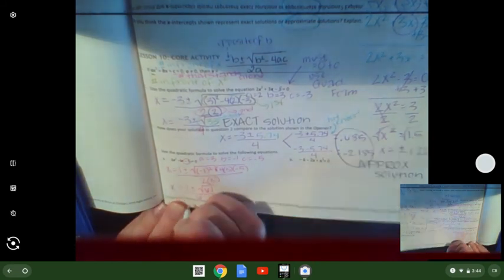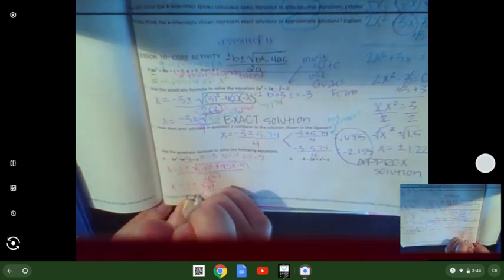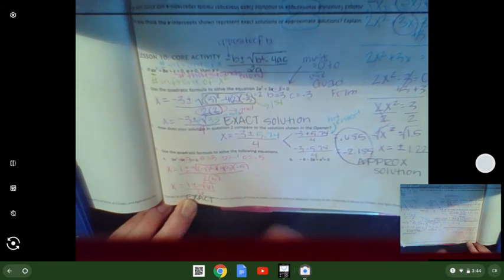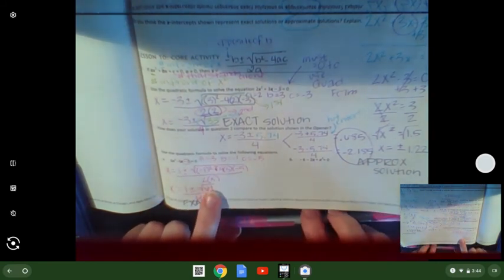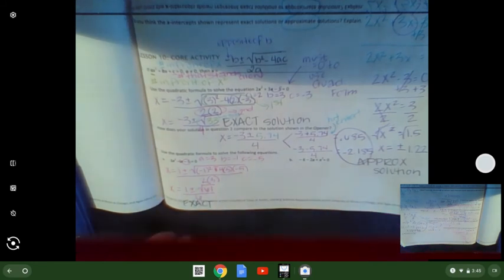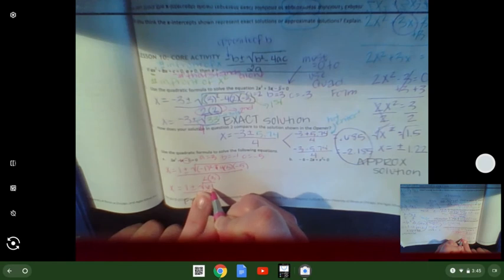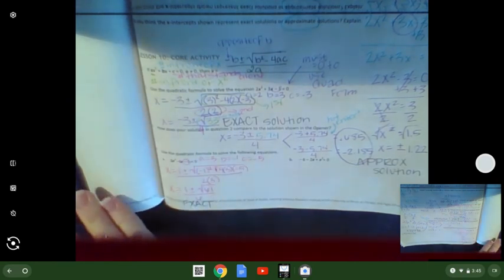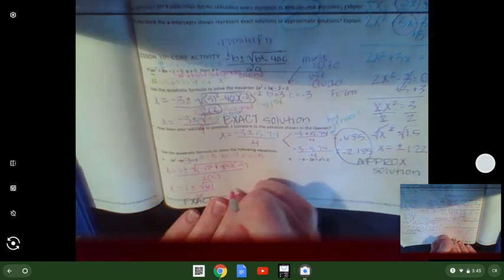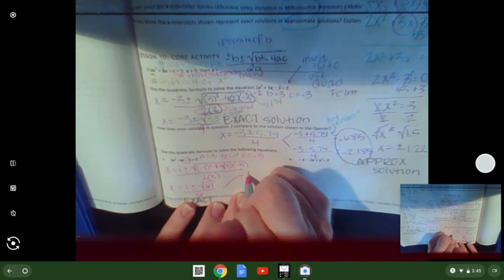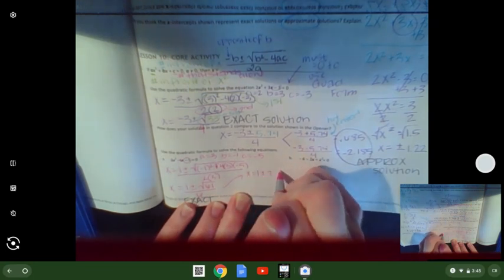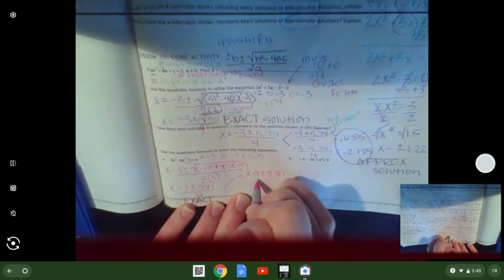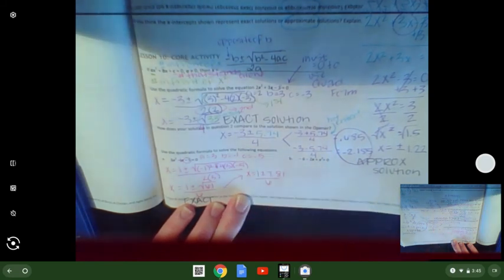Might as well label it. That is our exact form. Will they always be things that we can't square root? No. Sometimes you'll get nice answers, and that's a good thing. But in this case, not pretty. I'm going to keep going, though. My next step to get the approximate is to square root 61. So x equals 1 plus or minus the square root of 61, which is approximately 7.81, all over 6.